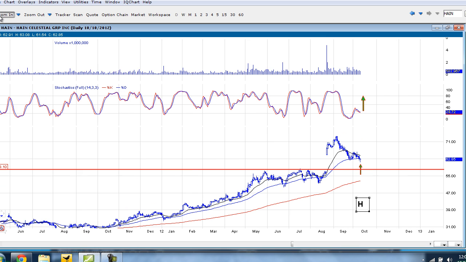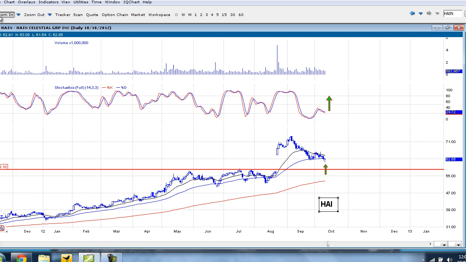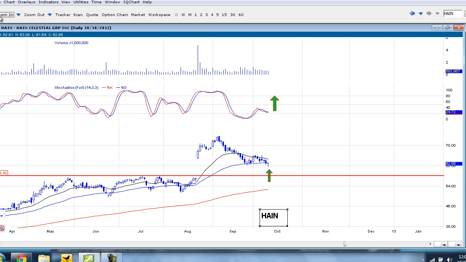We have just a nice pullback, and what I liked about this earlier today is this is setting up, and we haven't really discussed this too much. I want to do a special video. It's a type of stochastic divergence. There are about three types of divergences I pay attention to. Stochastic divergence where the stochastics are pulling back and the price is moving really sideways. And then when you get that oversold level, you usually get that big bounce and a break above that sideways consolidation. You have that type of divergence.